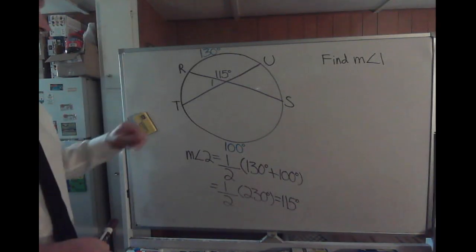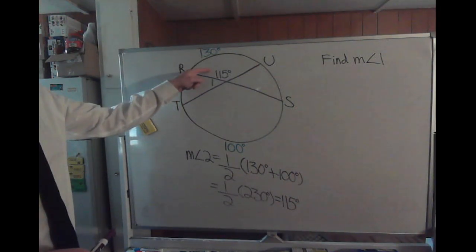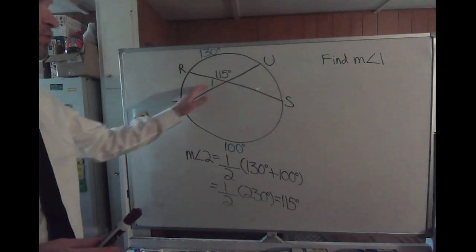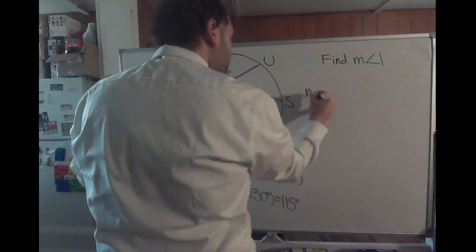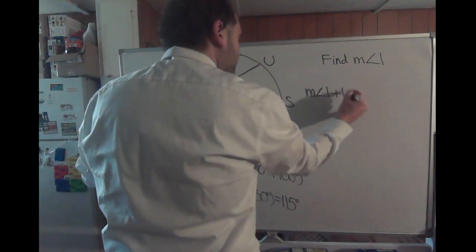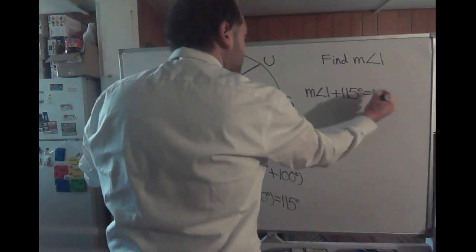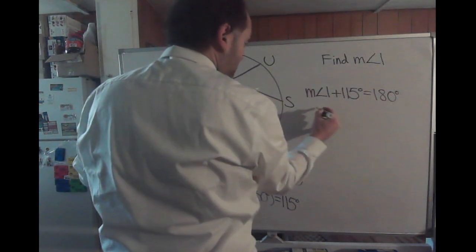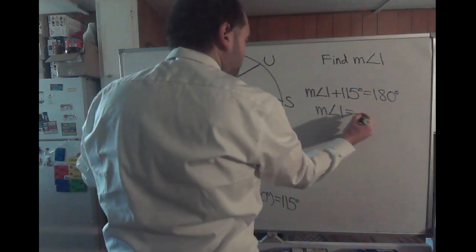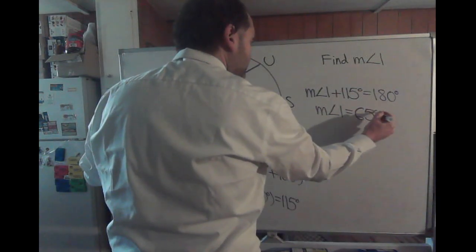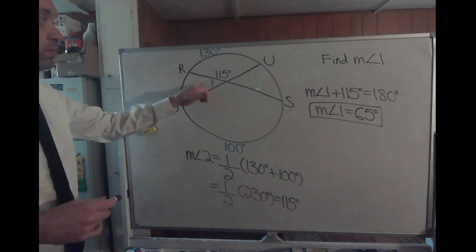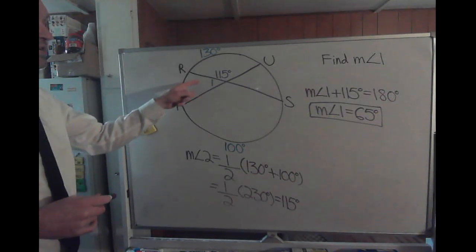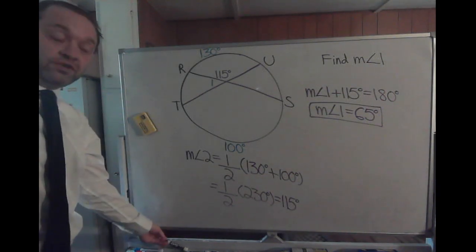Now, I think it's plain to see that the measure of angle 1 plus 115 would equal 180, right? It would form the straight line TU. So now we can solve for angle 1. So the measure of angle 1 plus 115 degrees is equal to 180 degrees, which would then have to mean that the measure of angle 1 would be equal to 65 degrees. So what you should get in the end, when you figure out this angle and then take angle 1 and 115 set equal to 180, you should get that the measure of angle 1 is 65 degrees.